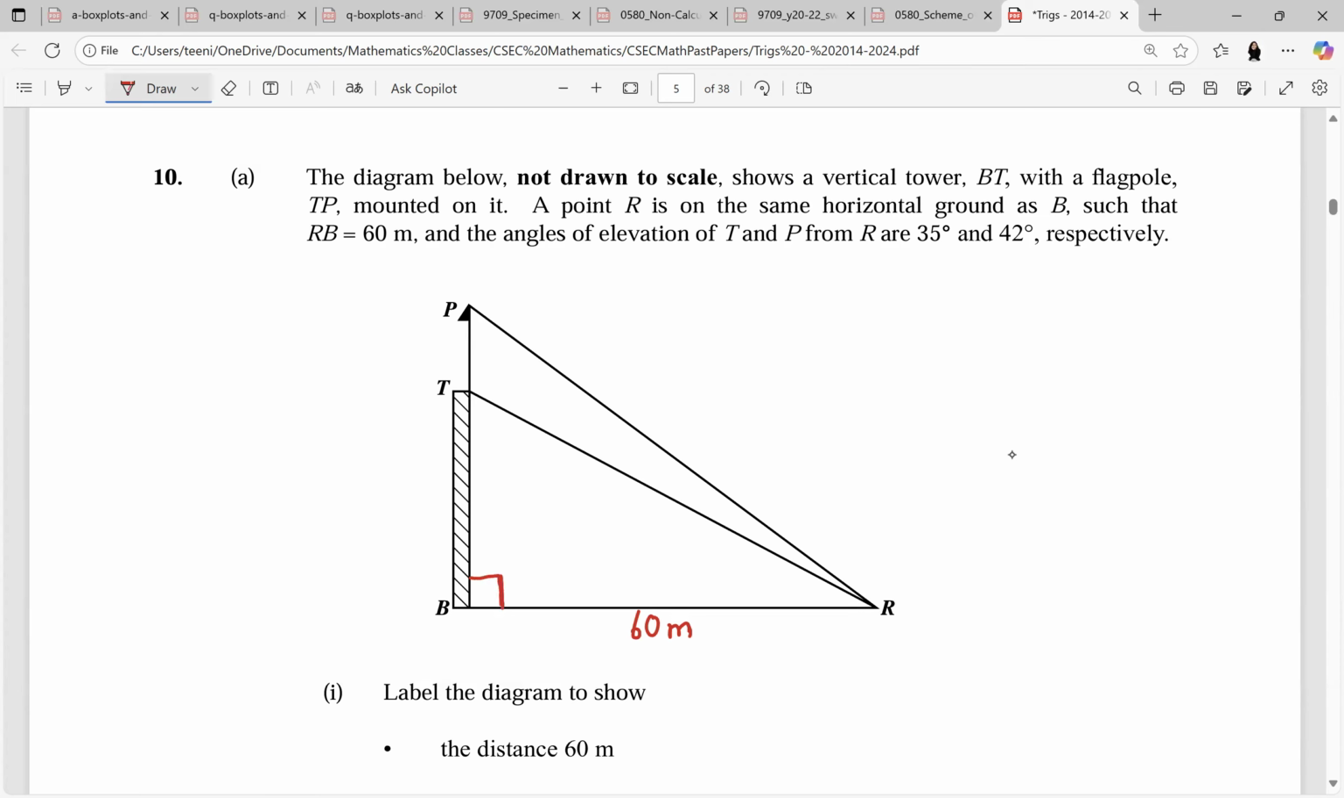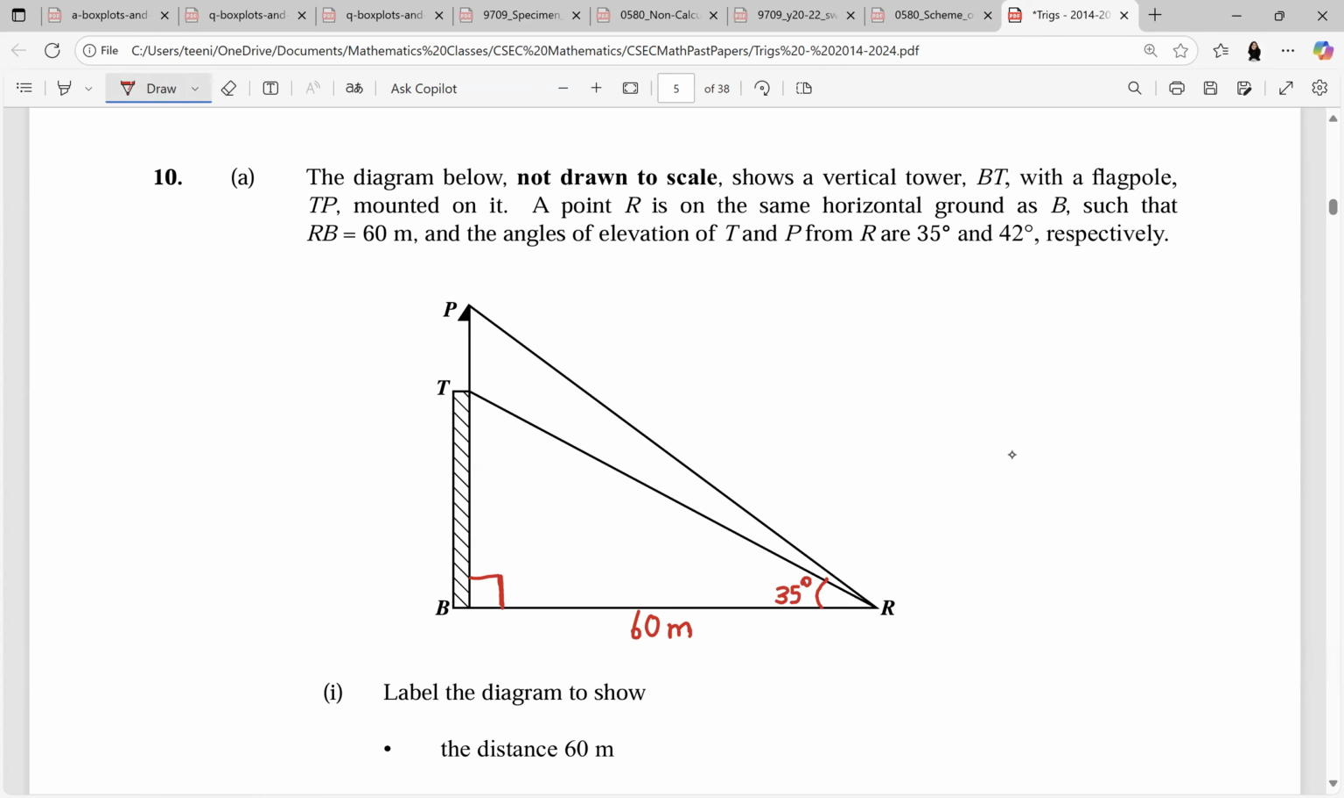All right. And then it says the angle of elevation of T and P from R are 35 and 42 respectively. So T from R, this is R here. Remember your angle of elevation is between the horizontal and the line connecting R to T. Good. So this angle here, this little one here, is 35 degrees.